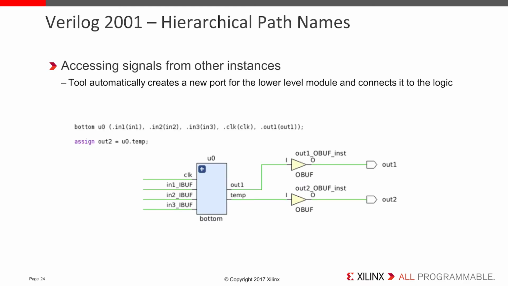The capability to use hierarchical path names allows users to access signals from other instances. As shown here, the tool automatically creates a new port for the lower level module and connects it to the logic. Here we can see the temp port automatically added to the U0 instance of the module as indicated in the RTL.